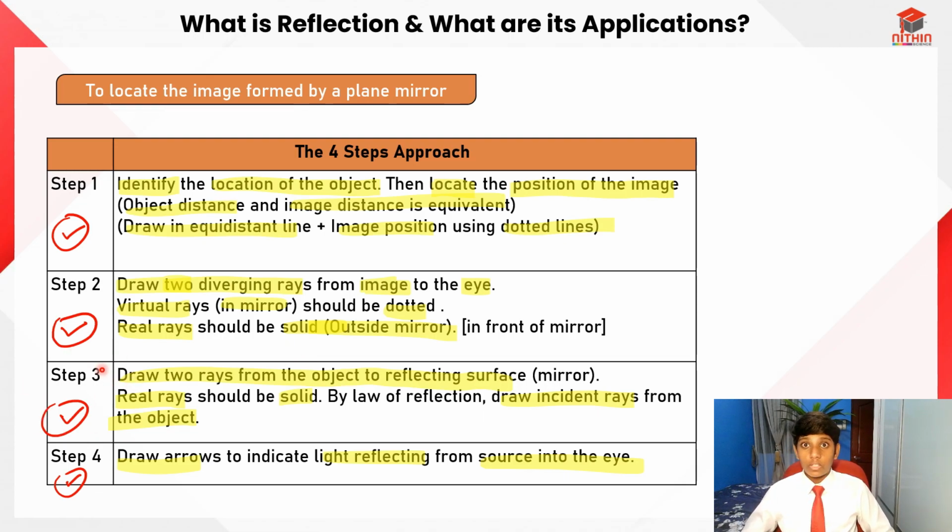And then for step 3, we have to draw 2 rays from the object to the reflecting surface. The real rays should be solid by the law of refraction. Draw the incident rays from the actual object and not the image. Step 4, draw arrows to indicate the light reflecting from source into the eye. So these are the 4 steps we need to take note of. Please keep this in your mind, and we are going to take a look at the next slide.